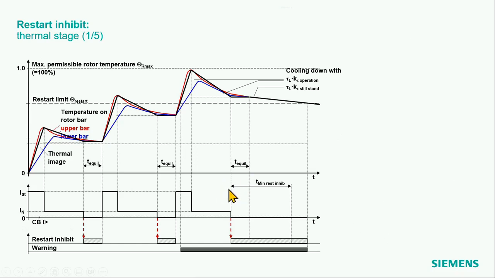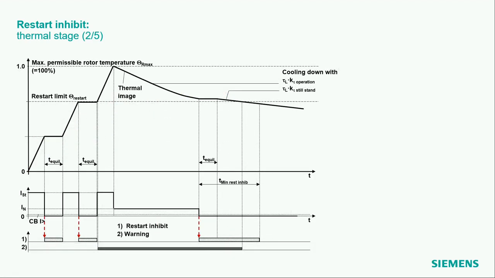And here it's also indicated we have this minimum restart inhibit time, which goes in parallel to the calculated temperature, this time here. And whatever is longer wins, so either this or the calculated time. In that case, the calculated time, let's say, until we come back here is longer than the restart inhibit timer. So this is shorter and this here elapses, but the signal is still there until the temperature is below that restart inhibit temperature.